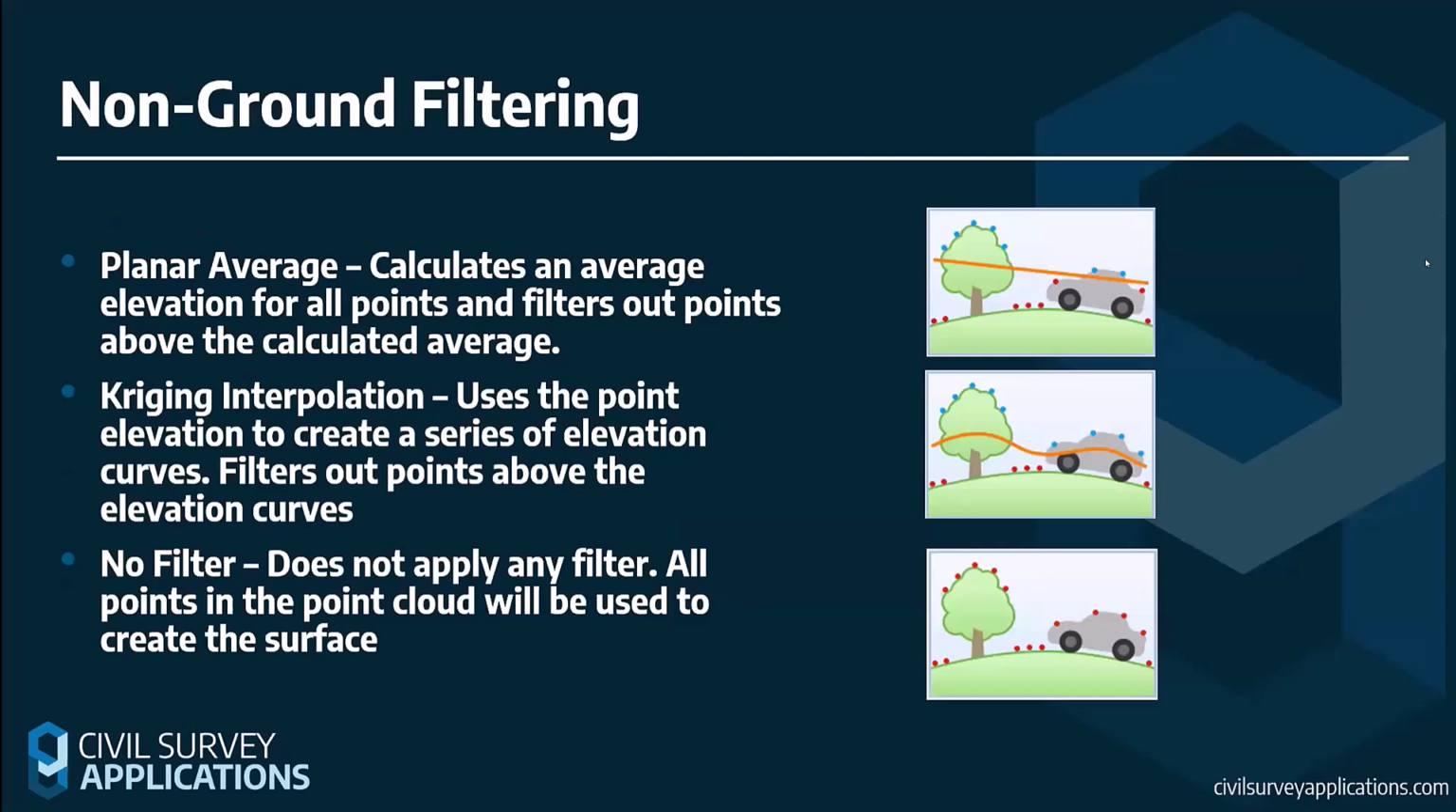So I mentioned non-ground filtering for filtering out points based on elevation ranges. You've got three different options here: planar average, the kriging interpolation, and no filter. I generally find kriging to be the best option here. What it does is it finds an average of all your points, and it's going to use a curving method to basically filter out anything above that elevation range. It'll spike up where it finds things like trees, cars, and all that, as you can see in the little diagram there. And from there, it's able to get a better estimate of your surface, in my opinion.